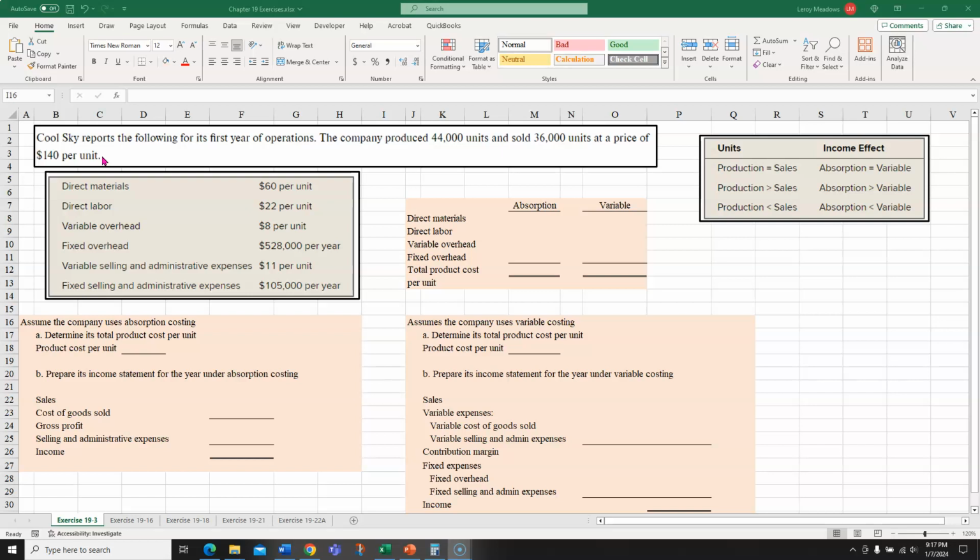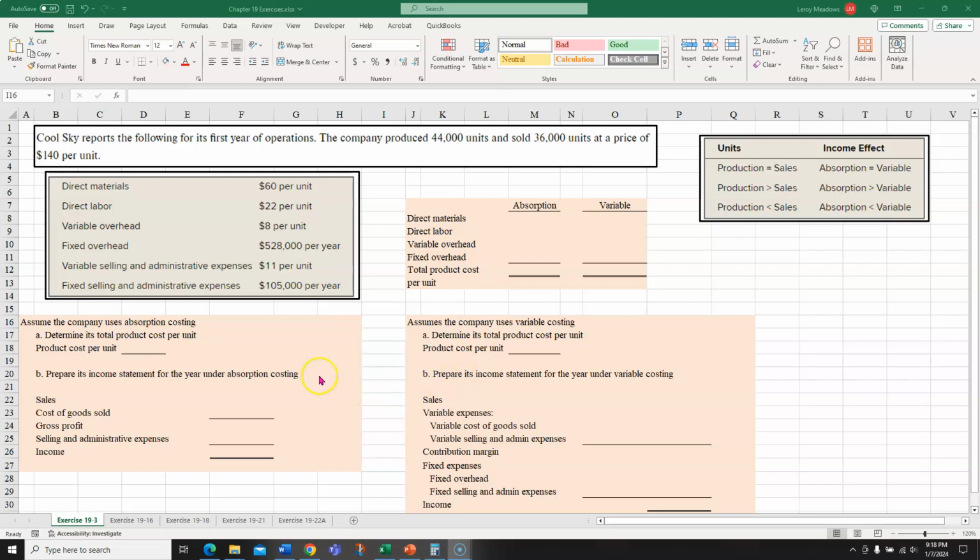So we're asked to do four things. Assume that the company uses absorption costing. Under that scenario, we have to determine the total product cost per unit and then prepare an income statement under absorption costing. And then we have to assume the company uses variable costing, determine the total product cost per unit using variable costing, and prepare an income statement for the year under variable costing.